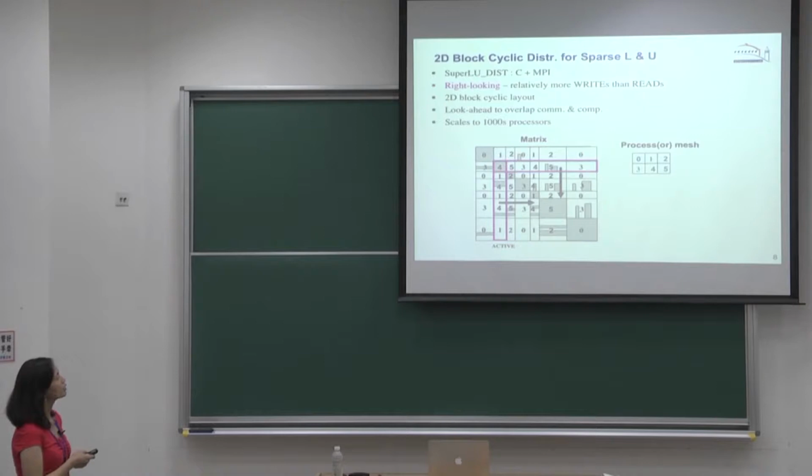It doesn't have to be power of 2, or it can be any. So for example, if you have 5 processes, you can say 1 by 5 or 5 by 1. It doesn't need to be power of 2 or anything. So it's a general scheme.